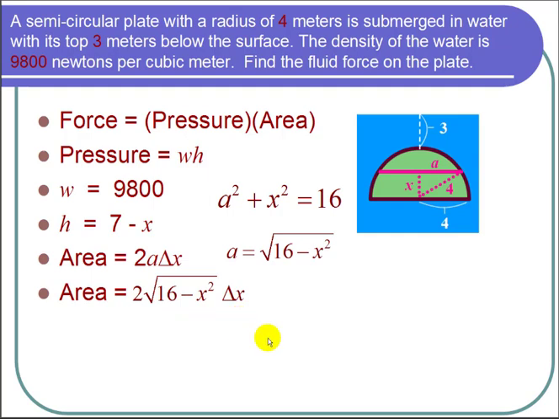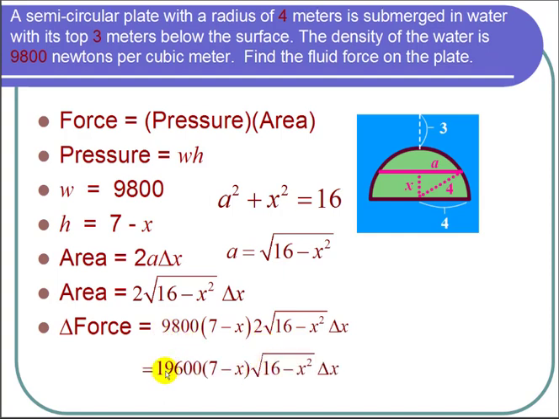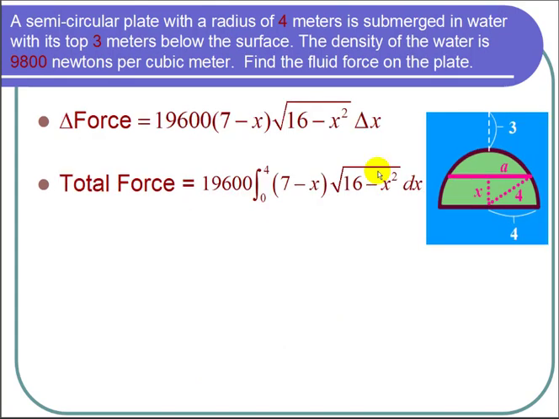Now we can put this all together and write down that the force is equal to the pressure, which is the weight density, times the depth, 7 minus x, times the area. Now I might as well multiply 9,800 times 2, which I do here, and I get 19,600. And there's my force for that one small cross-section.